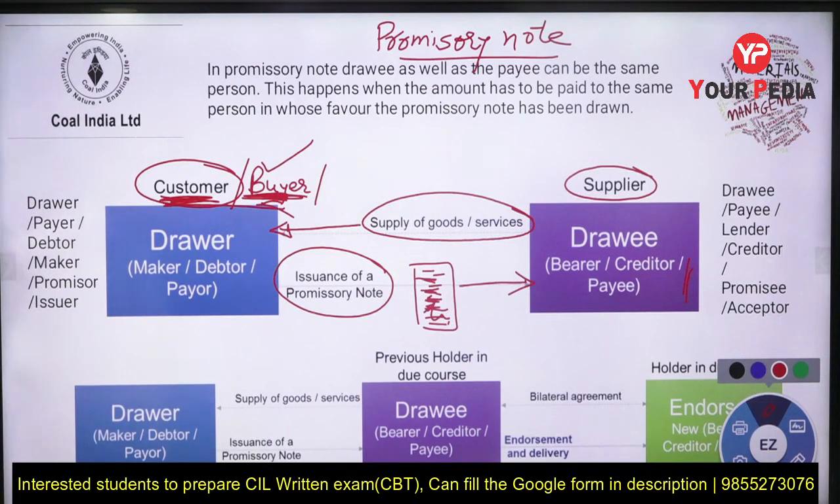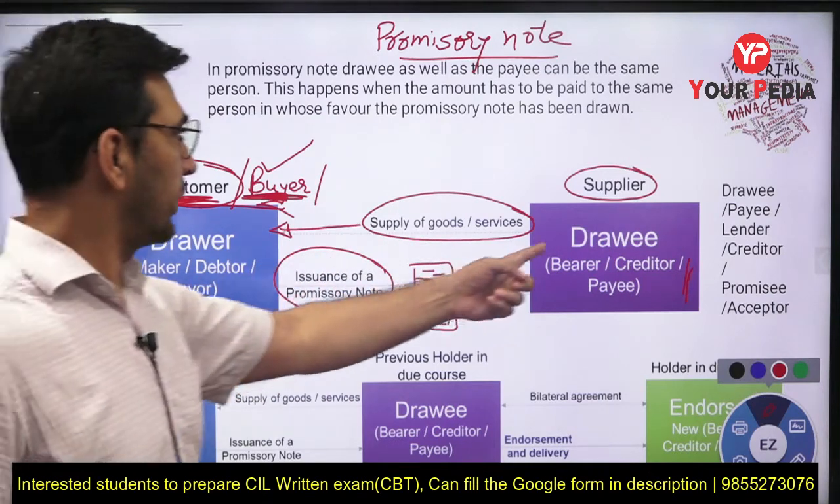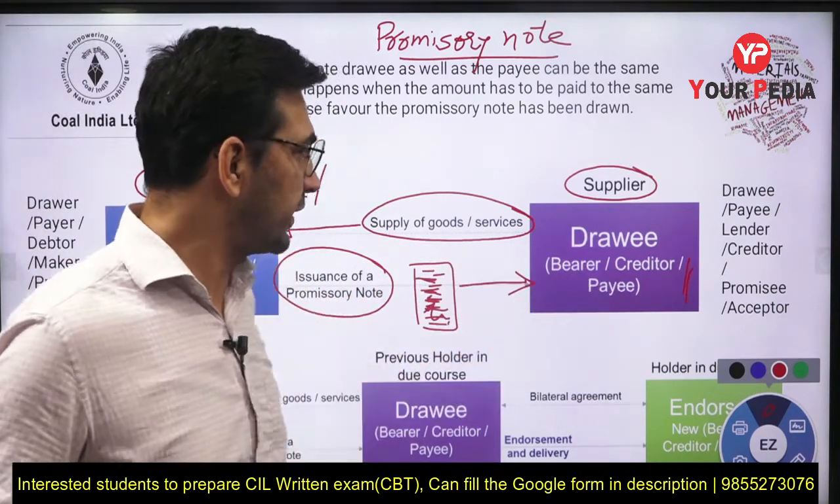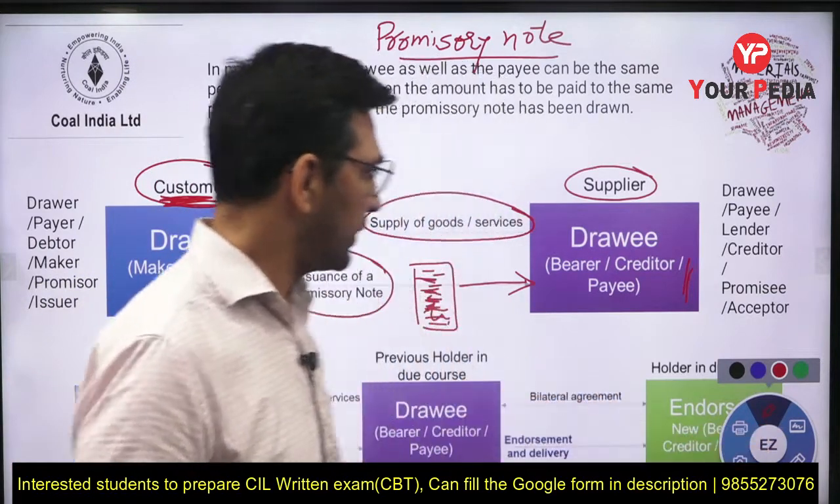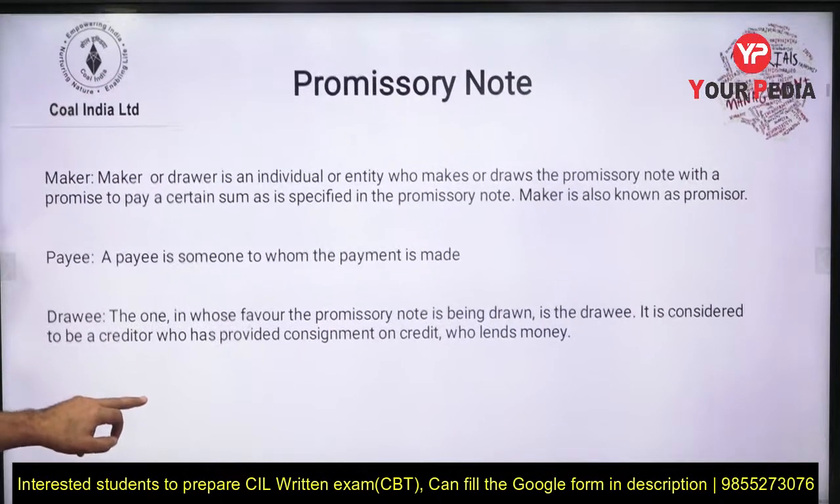Now let us see the different terms which are used for the customer and the supplier in these documents that we need to be clear about. If you see over here, in the case of the customer there are a few terms written: drawer and maker, debtor, payer, and over here drawee, bearer, creditor and payee. Now let me first explain these terms so you will have the clarity.